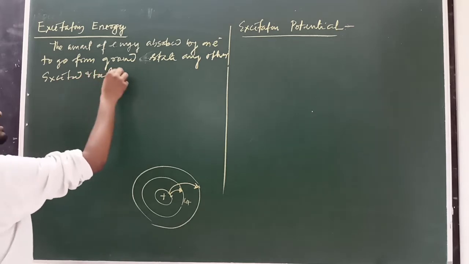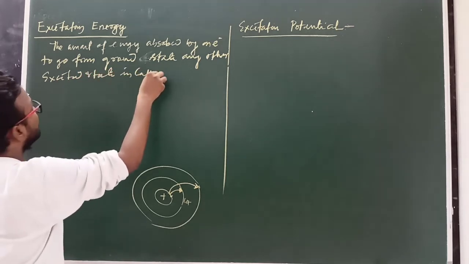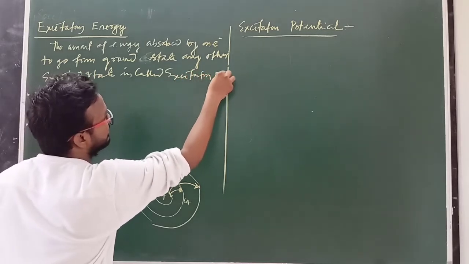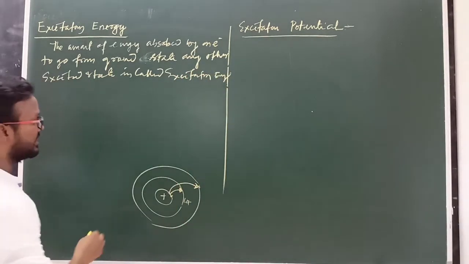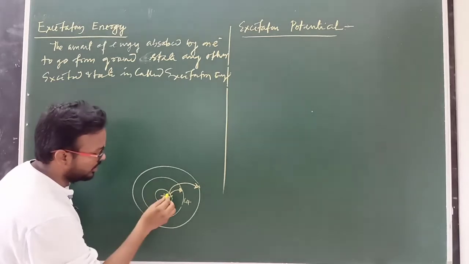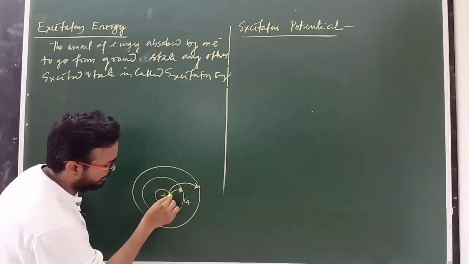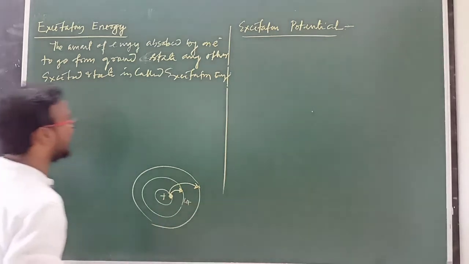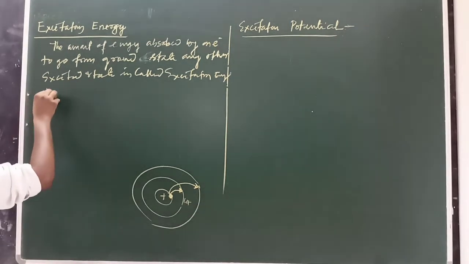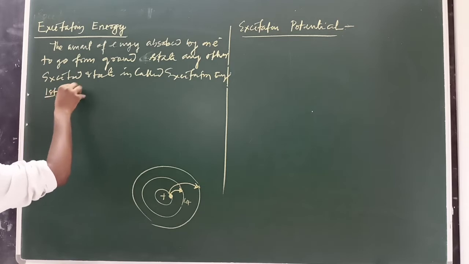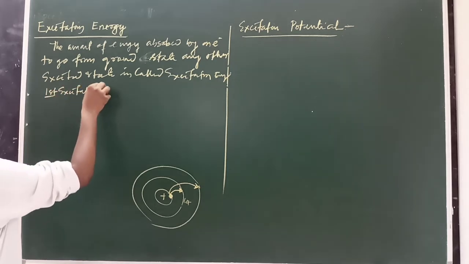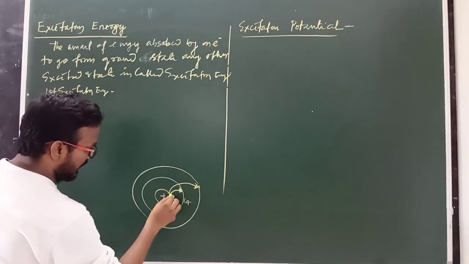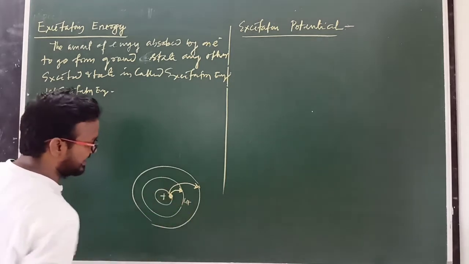Excited state is called excitation energy. Suppose an electron jumps from the ground state to the first excited state. This is known as the first excitation energy, or when the electron jumps from the ground state to the first excited state.